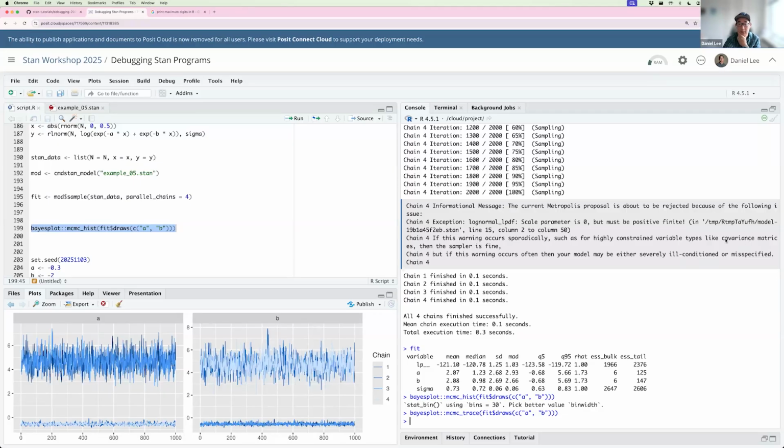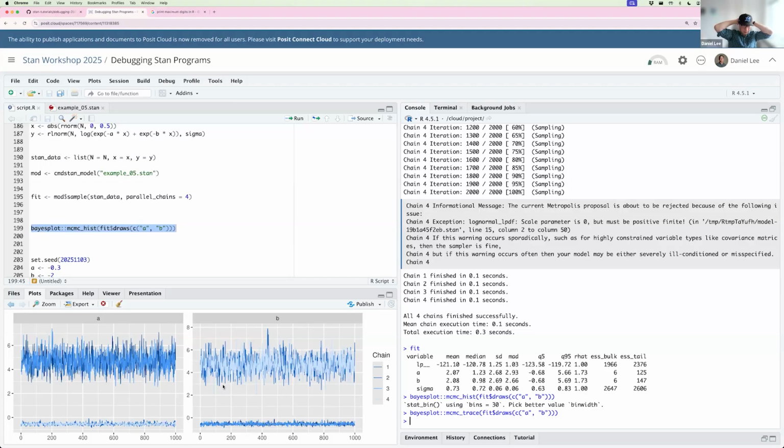Yes, exactly. If ESS is about one, what's our R hat? It's actually driven by R hat. R hat is 1.73. R hat should be close to one. That means that the within chain variance and the between chain variance are similar.